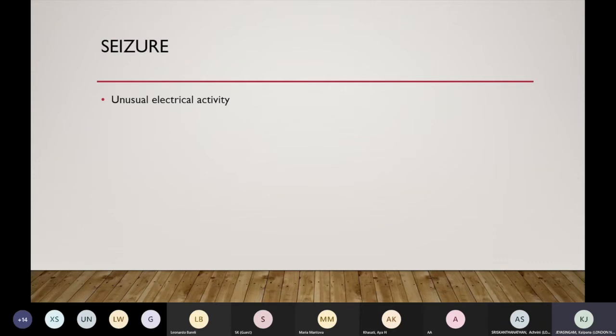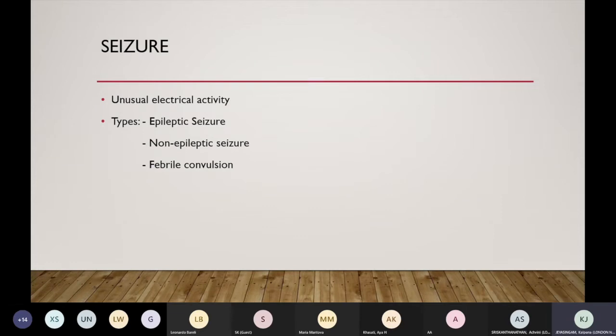So next we are going to go to seizure. Again, it's a huge topic. Seizures are usually characterized by abnormal movements that happen due to unusual or unsynchronized electrical activity in the brain. And there are different types. So we have the epileptic seizure, and the non-epileptic seizure, which has more of a psychological cause, and usually we do not see the unusual electrical activity when we do an EEG.